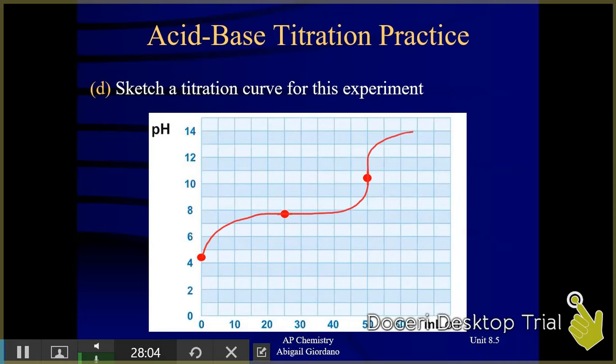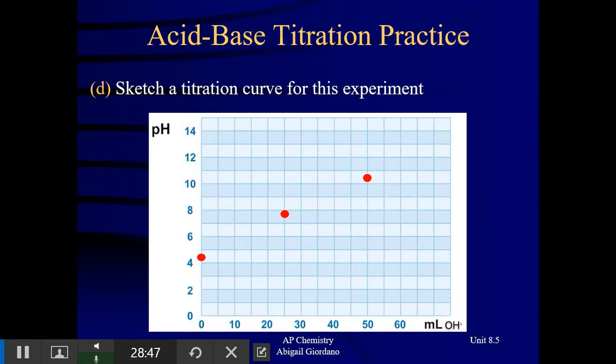And then it just kind of curves off at the end. Okay. So I've said it a number of times, when you're asked to sketch a titration curve, you need 3 data points. At 0, the halfway point, and the equivalence point. And you'll always be given enough information to find those 3 points.